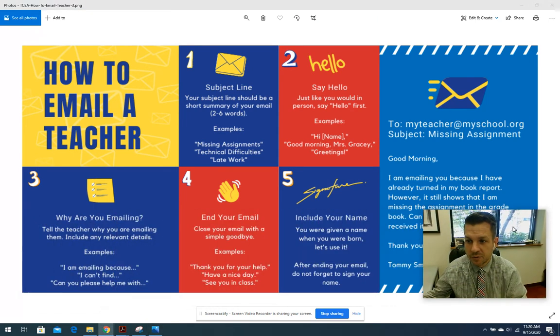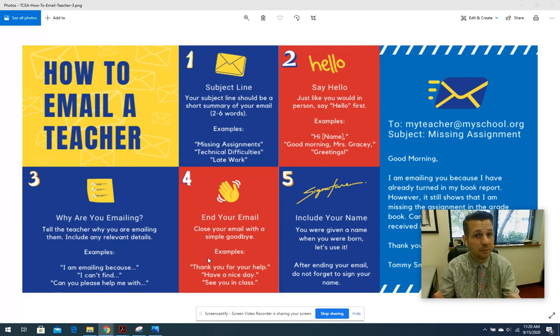Okay, then in your actual message, you want to make sure that throughout your message you're right to the point, and try to be as precise as possible with your information. So the first thing you're going to put is why you're emailing. It's very easy just to start by saying, I am emailing you because, or I need help with. So it doesn't have to be super elaborate, just a few words, but tell them why you're emailing.